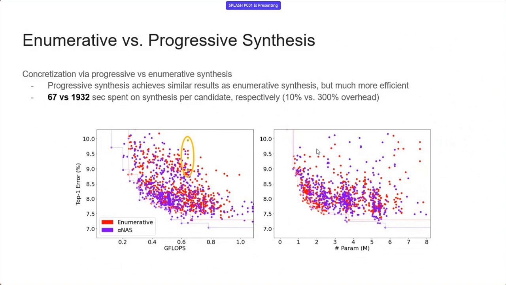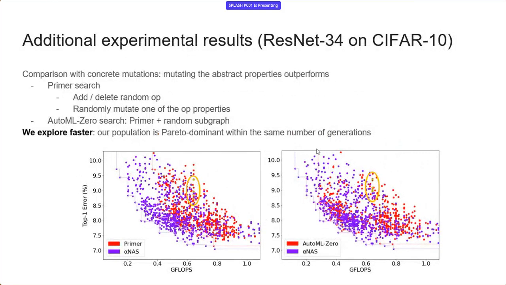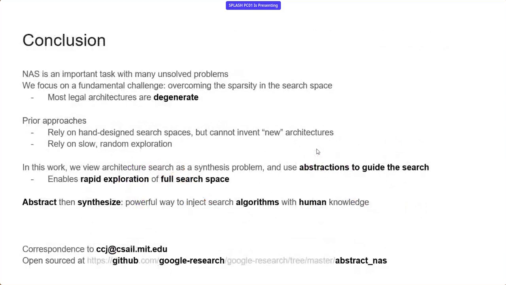Having said that, obviously the overhead of enumerative synthesis is vastly larger, and the mutations here are even smaller than what we did for ImageNet, so you just can't use enumeration again. Finally, we did try comparing against these prior state-of-the-art approaches, and basically what we found is that we do happen to explore faster. Essentially, within the budget allotted, we find much better architectures.